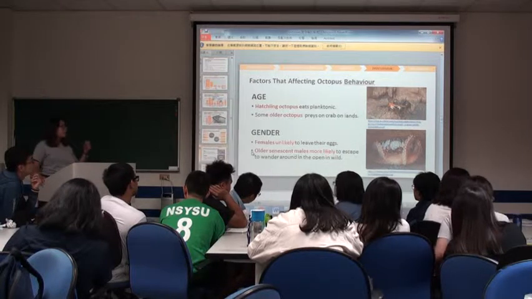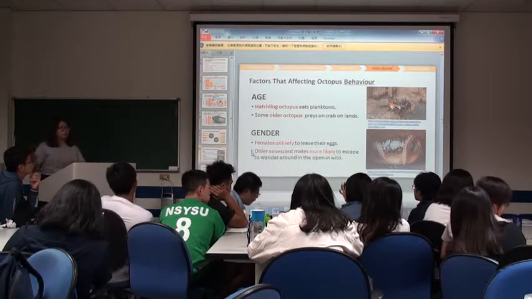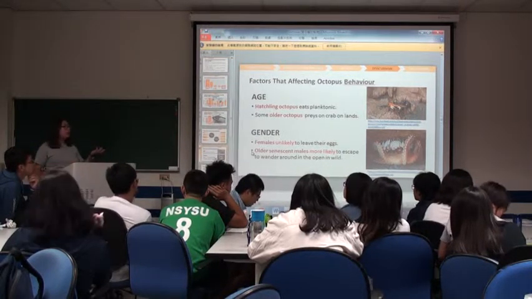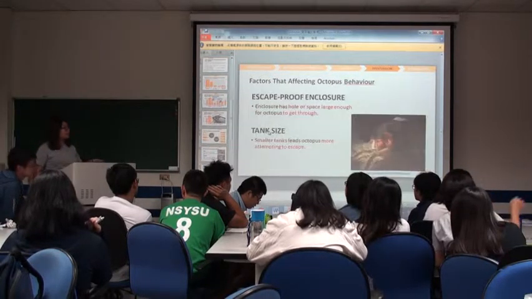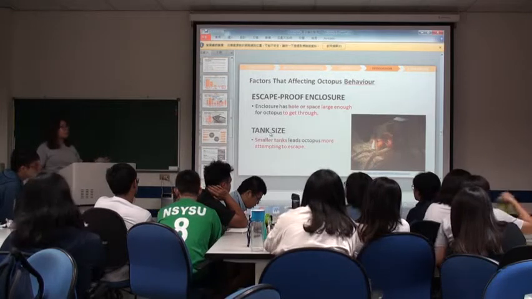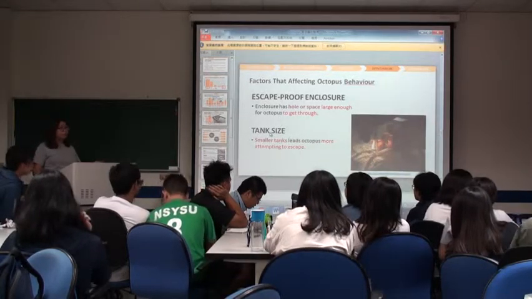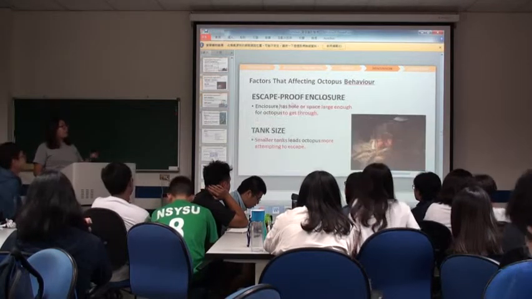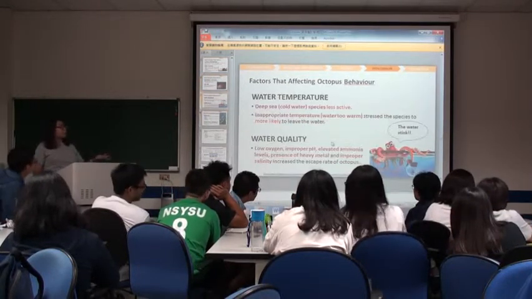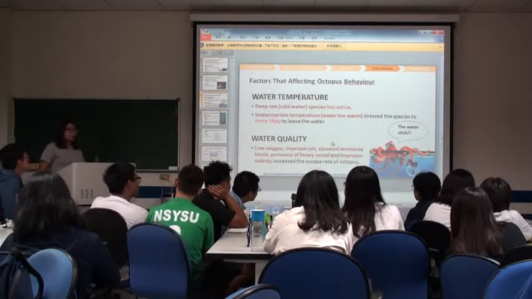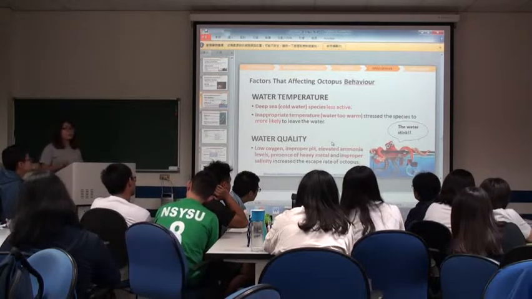But if we are in the zoo, why would the octopus want to escape? Maybe because of hunger. They're hungry, or the tank size is too small, or maybe the tank has a hole for them to escape, or maybe the water quality is not good, or the temperature is not good. That will lead them to escape too.